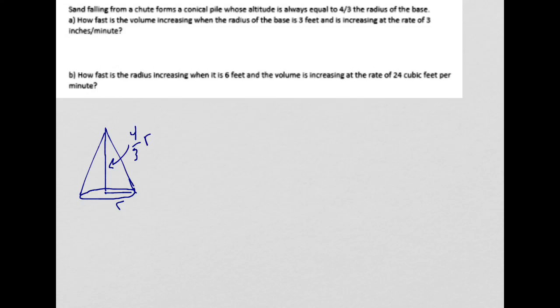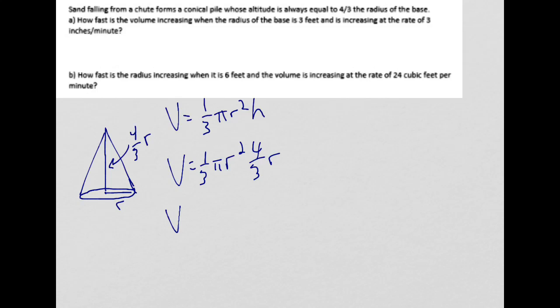I know that the volume of a cone is 1/3 pi r squared, the area of the base, times the height. And remember, I know that this is the height right here. So I get V equals 1/3 pi times r squared times my height, which is 4/3 r. So that simplifies to volume equals, well, 4/3 times 1/3 gives me 4/9. I'm going to leave the pi there, and then r cubed like that.